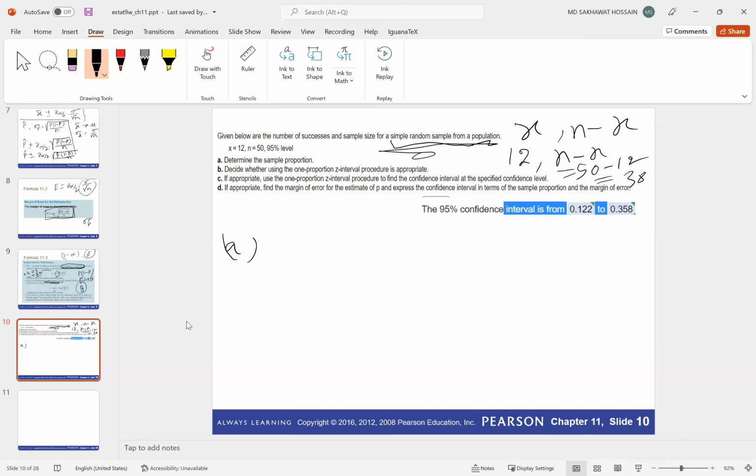So the first part is to determine the sample proportion. What is p hat? We know that p hat is equal to x over n. So here this is 12 over 50. Now you need to calculate this, and that will be the sample proportion. So let me calculate 12 over 50, which is 0.24.